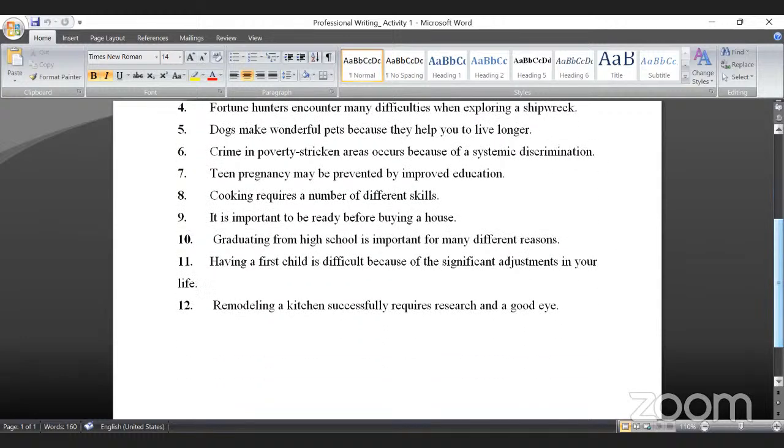Yeah, this is. Remodeling a kitchen successfully requires research and a good eye. Remodeling a kitchen successfully is the topic. Correct. Remodeling a kitchen successfully is your topic. And then? Requires research and a good eye becomes your controlling idea, because we are going to give reasons for that. Yes, you're going to establish that claim in your supporting sentences.